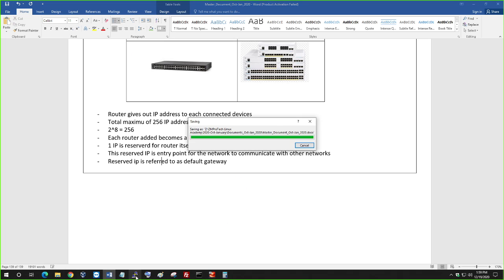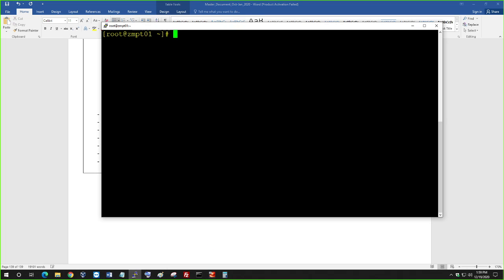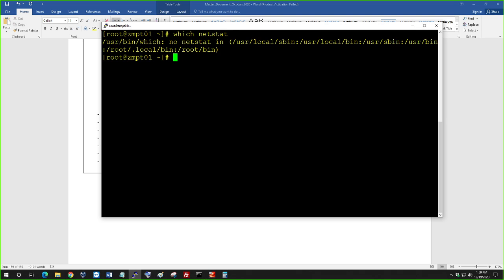Okay, so if you look in here, if I type which netstat, okay, it's not installed on this system because we are running a bare bones operating system here. We didn't have the upgraded one, which would have all the utilities in there. Let's see. Okay, so netstat is not in there.